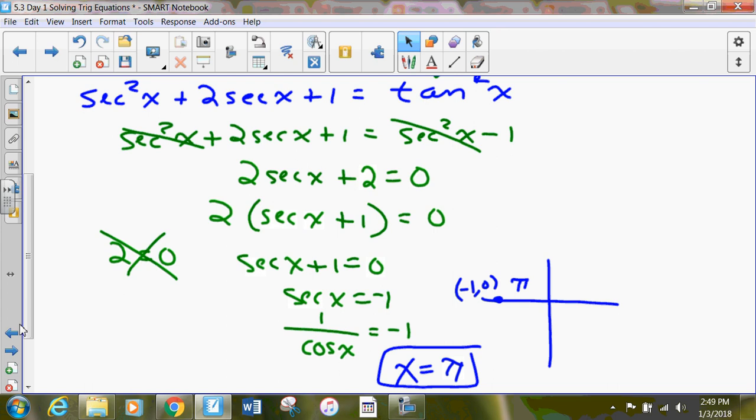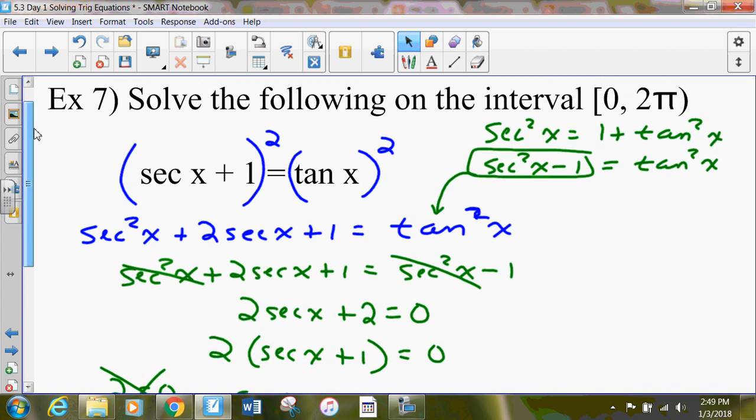Okay, we need to double check that we don't have an extraneous solution. So let's go back to the original equation and make sure that works. Secant of pi, well, that's negative 1. So negative 1 plus 1 is 0. And then tan of pi, well, that's sine over cosine, which is 0 over 1. 0 equals 0. That works. That's a real solution.